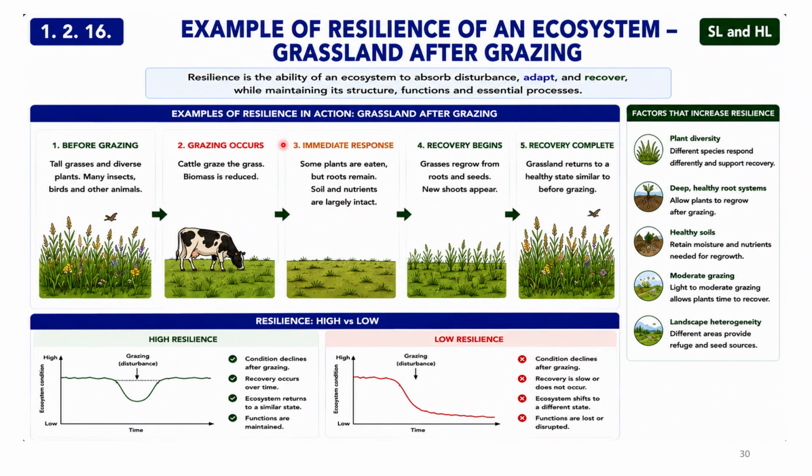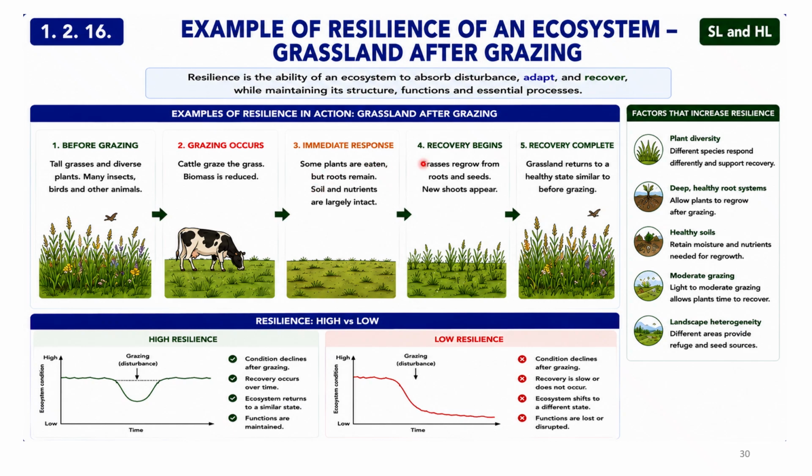Consider how a grassland ecosystem demonstrates resilience following grazing. Before grazing, the ecosystem supports tall grasses, diverse plant species, insects, birds, and grazing mammals, creating a stable and productive habitat. When cattle or other herbivores graze, plant biomass decreases, representing a natural disturbance.